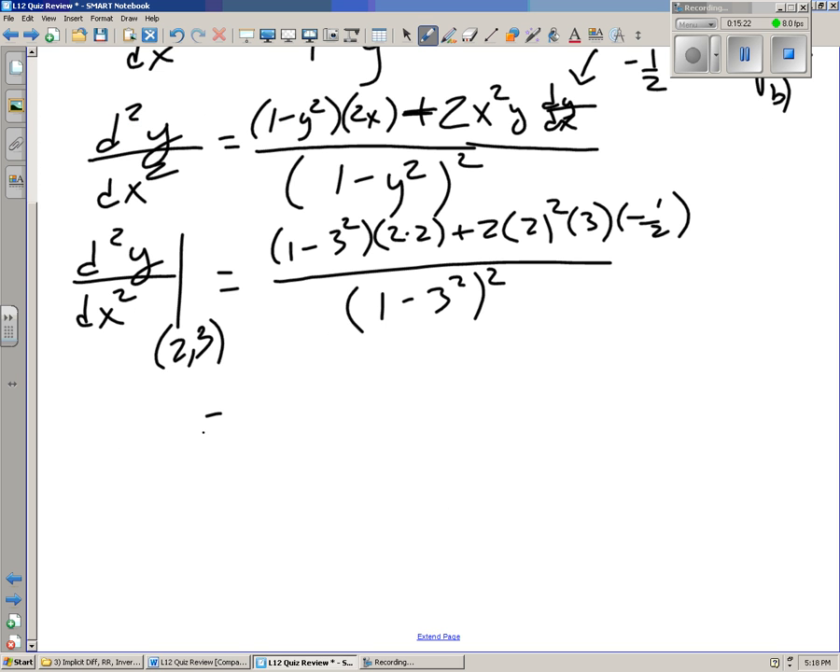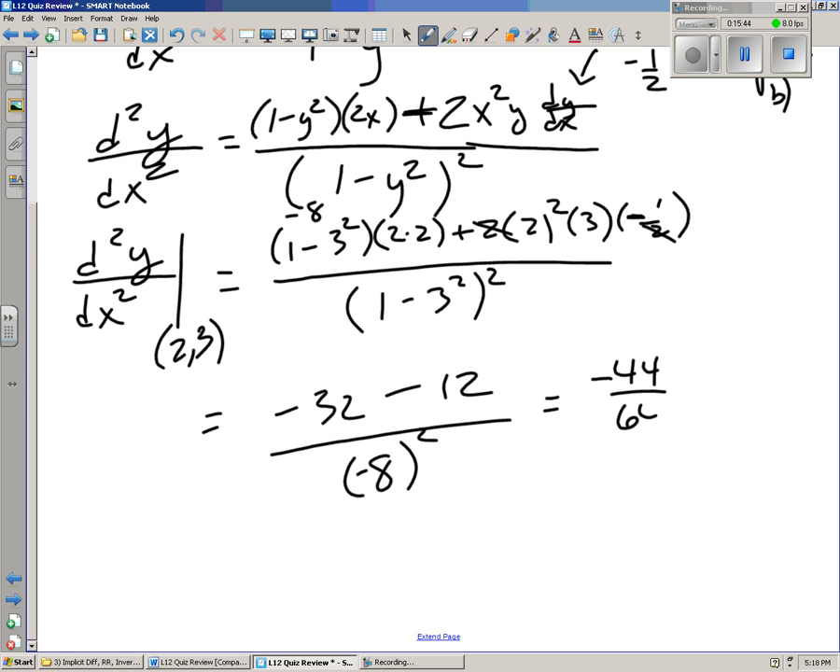And we just have a lot of number crunching to do. This is negative 8 times 2 times 2, which is negative 32, minus, because we have minus, this 2 goes away with this one, we get 12, over 1 minus 3 squared is negative 8, squared, which is 64. So we get negative 44 over 64, which if you care to reduce, you can divide both of these by 4, and you would get negative 11 over 16 as a nice reduced final answer.